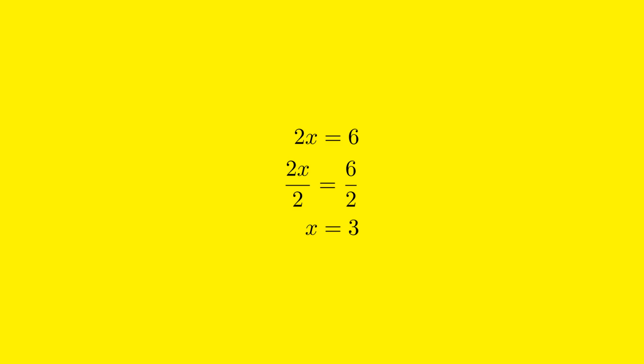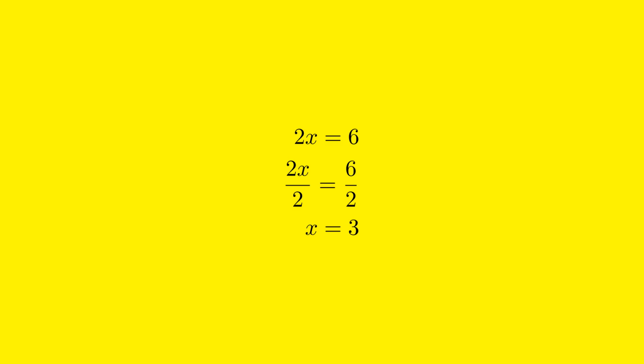Division is the opposite or inverse operation of multiplication. By performing the same operation on both sides, we maintain the balance of the equation. So we start with 2x divided by 2 equals 6 divided by 2. The reason we divide both sides by 2 is to cancel out the coefficient in front of x.